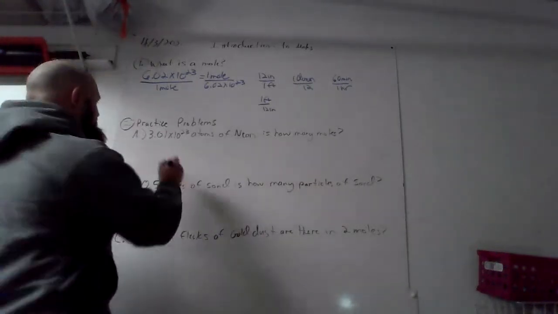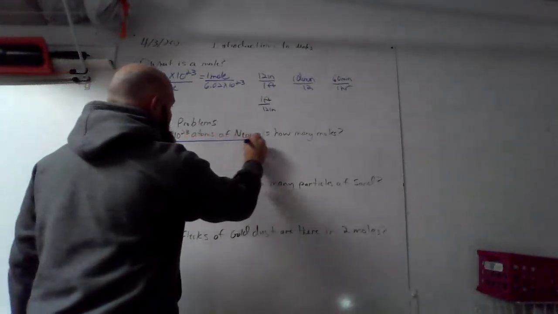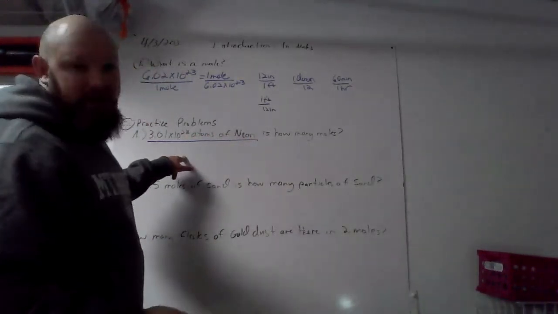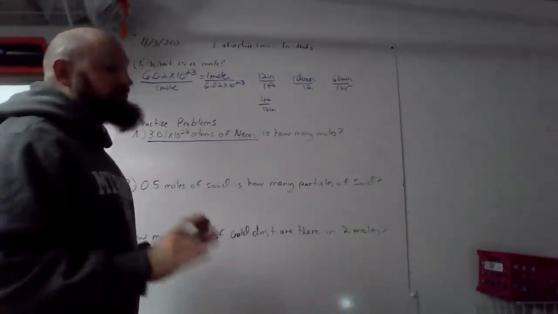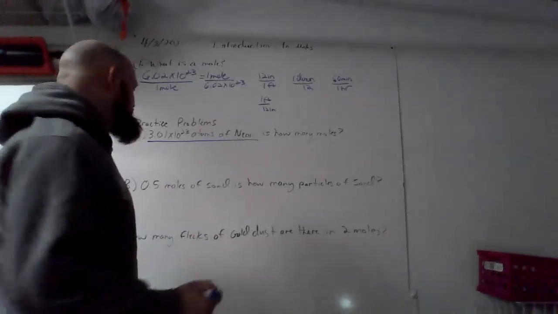So this first one, I'm going to say I start with 3.01 times 10 to the 23rd atoms of neon. Okay, that's where I'm starting. So I'm going to go ahead and write that right here. I'm going to try to color code the best I can. If I make any mistakes, forgive me, I'll go back and fix them as soon as I can figure out the color coding, not the math. The math should be pretty straightforward.